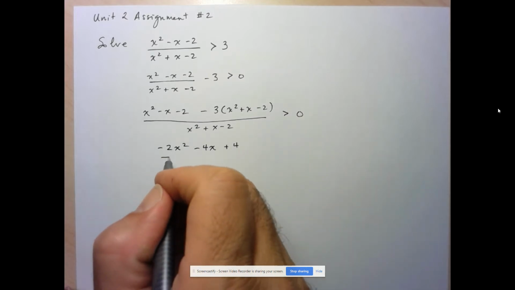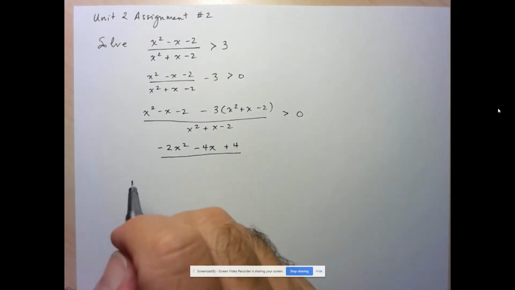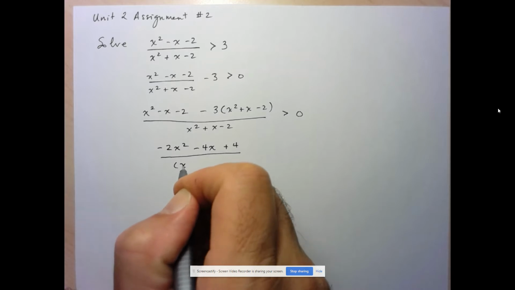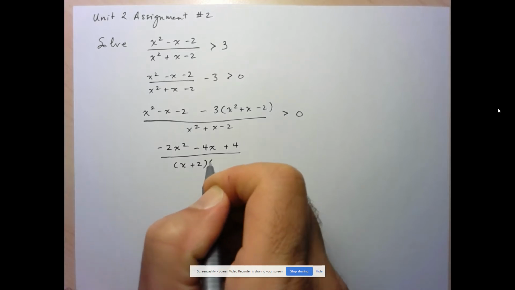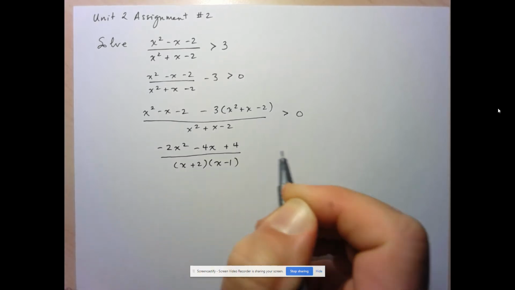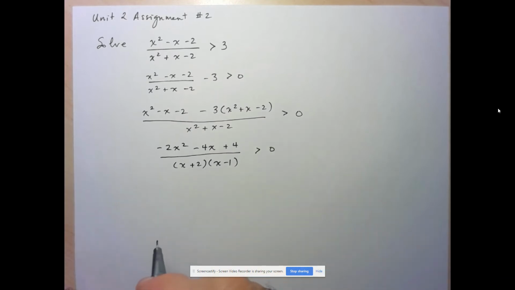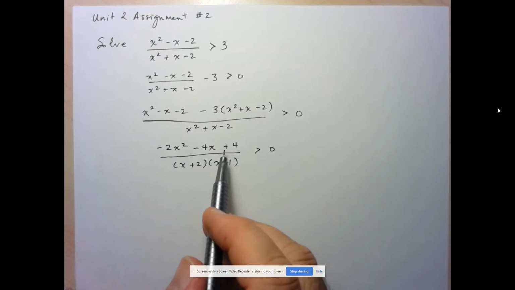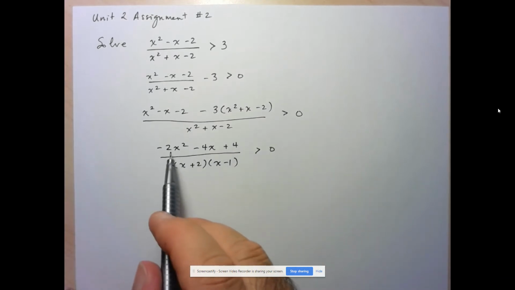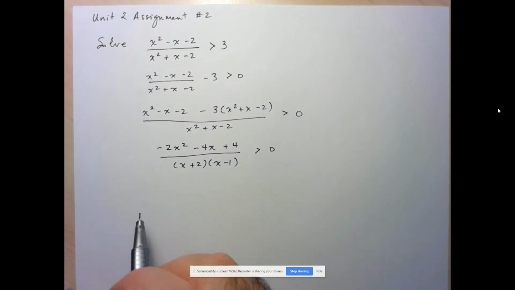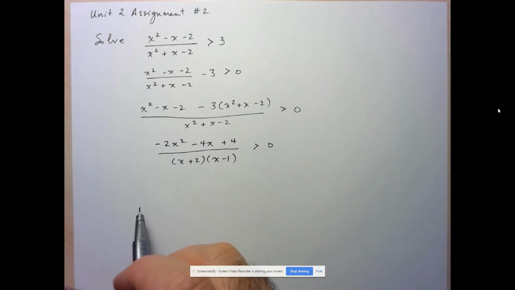All right. Might as well factor the denominator here. That's an easy one to factor. So it's going to be x plus 2 times x minus 1. All right, greater than 0. And so now my goal is to try to factor this. And if I can't, that's okay, because it's a quadratic, and I can always use the quadratic formula to determine where it's equal to 0.